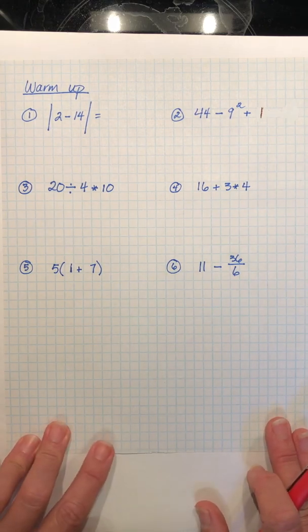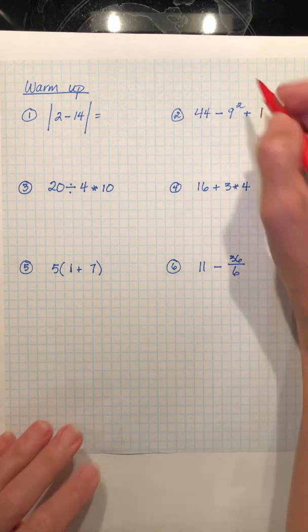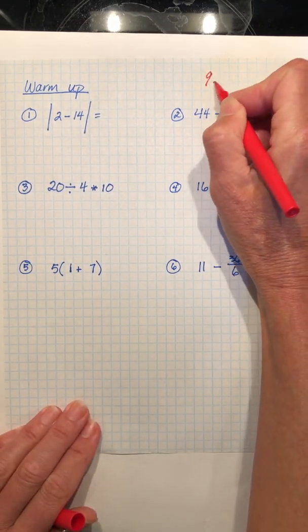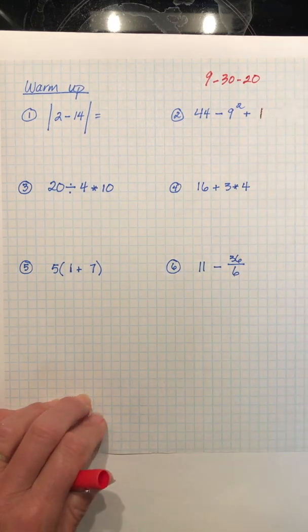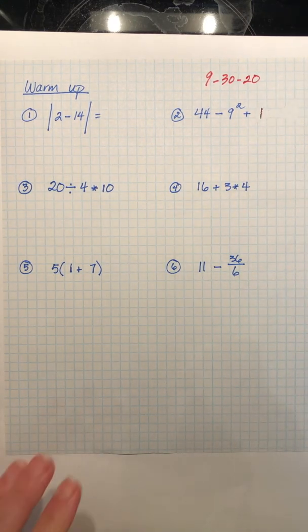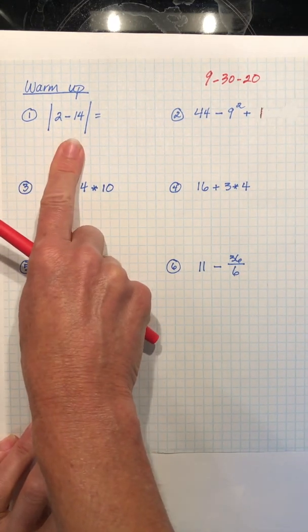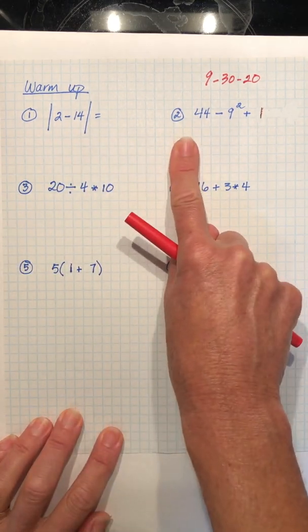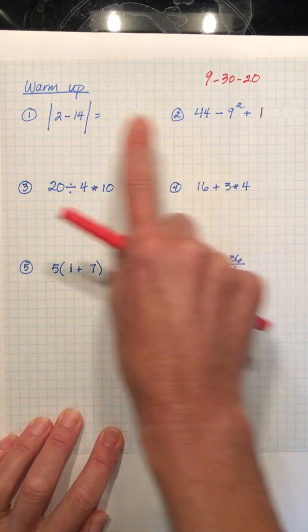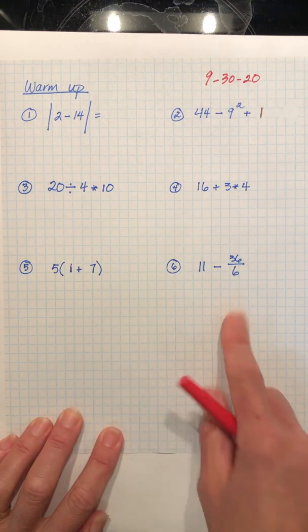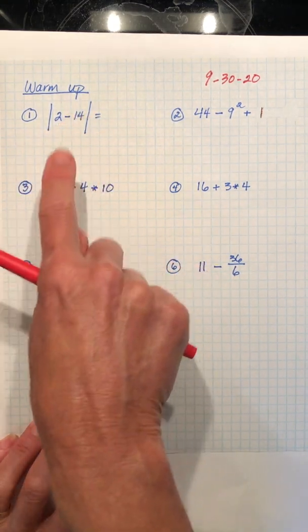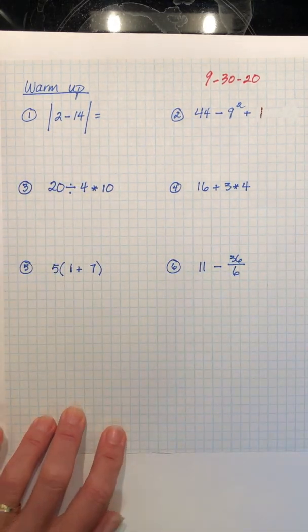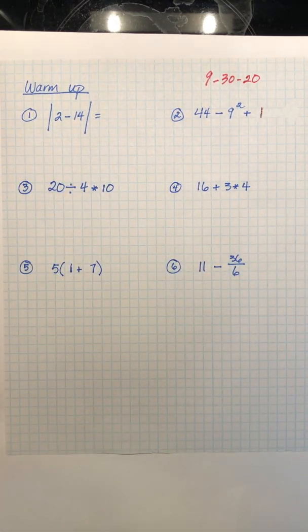So on your paper, you're going to write, actually let's put the date on it, and it will be the 30th. And copy 1, complete it. Then copy 2, complete it, and so on. Don't just copy them all and then go back and do the work. Just copy it and complete it. So you've got 6 to work on here. Please pause the video while you do that.